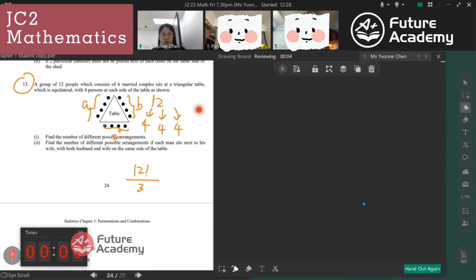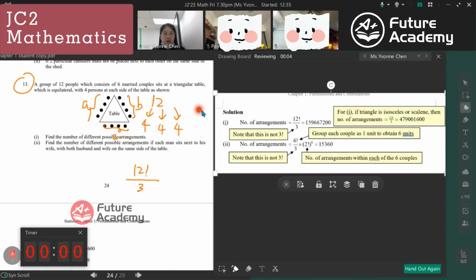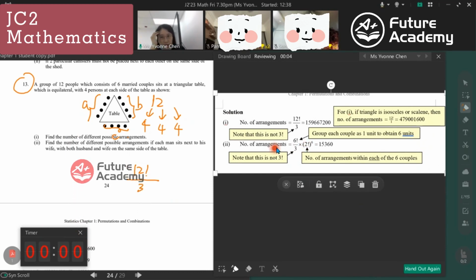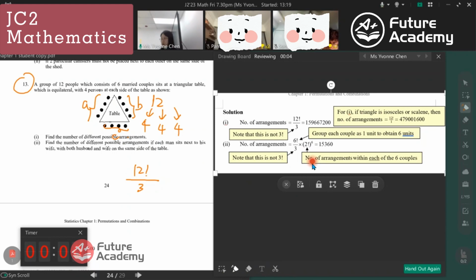Let me show you the working on the small drawing board. We have 12 factorial divided by 3. And then part B, part 2: find the number of different possible arrangements if each man sits next to his wife, with both husband and wife on the same side of the table. Basically we can do 6 factorial, because we put the 12 people into 6 groups, where each group is a married couple. So that's 6 units, and then divided by 3 because there are 3 sides. After that, we let each couple permutate within themselves, so it's 2 factorial to the power of 6.